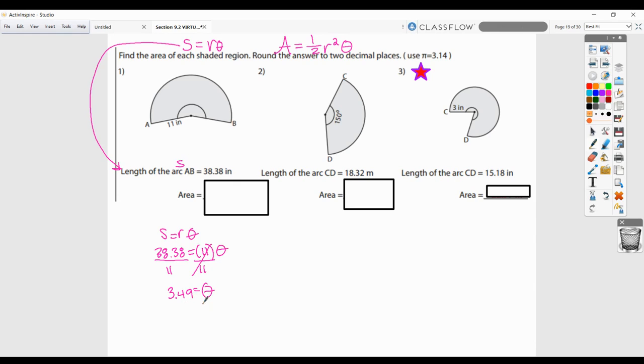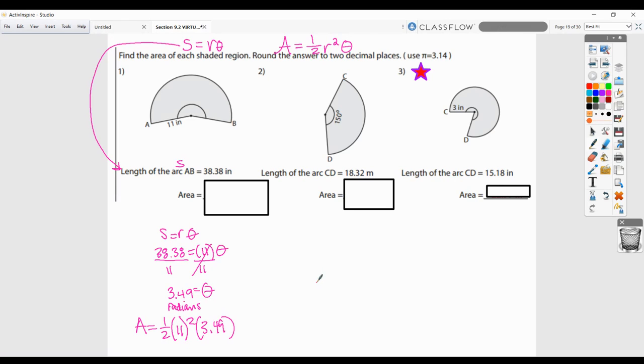So here's where it gets a little funny. 3.49, huh? Is that 3.49 degrees? No, that's in radians. And you're probably like, wait, didn't Miss Devine say that radians have pi in them? Yes, they do. But when we're using a formula to find something in another formula, radians can be written as a decimal. Now that I found that radians, I can find my area. Watch. It's just plugging in 1/2 times my radius, which was 11, squared times theta.